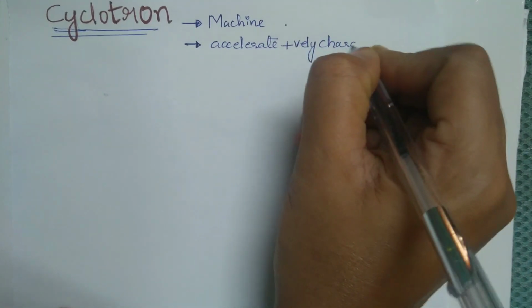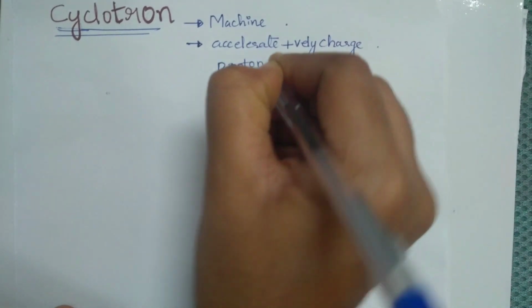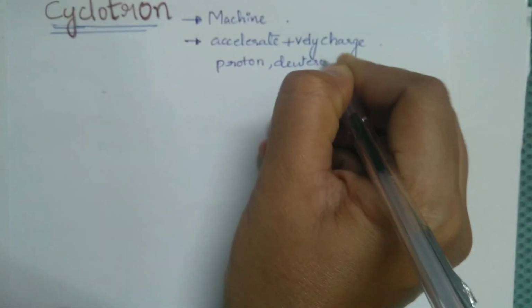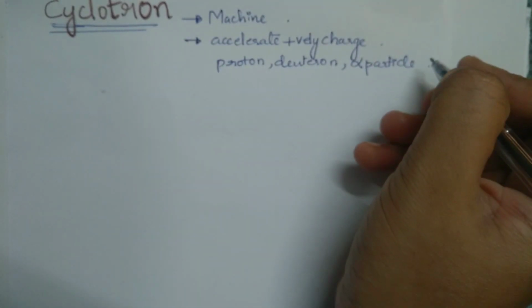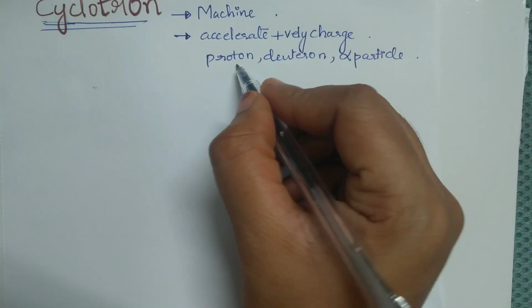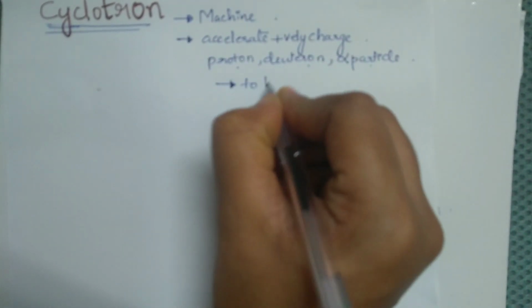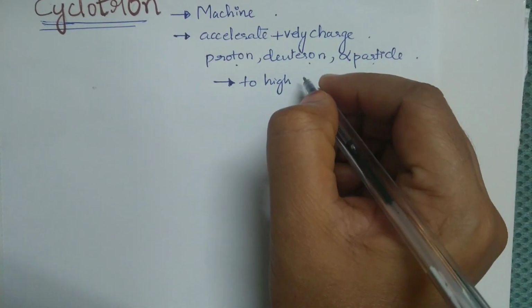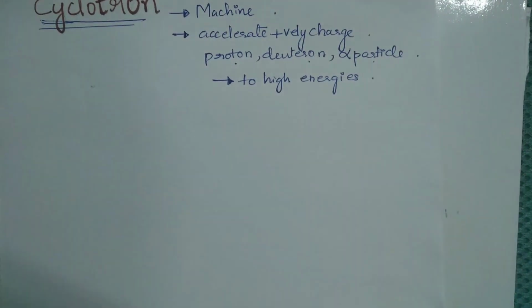Which are the positively charged particles? We can see the proton is a positively charged particle, then we have the deuteron, then we have alpha particles. An example you can give is helium. The cyclotron accelerates the positively charged particles, that is proton, deuteron and alpha particle, to high energies. This is very important. So in this video we shall discuss how the cyclotron helps positively charged particles attain high energy.